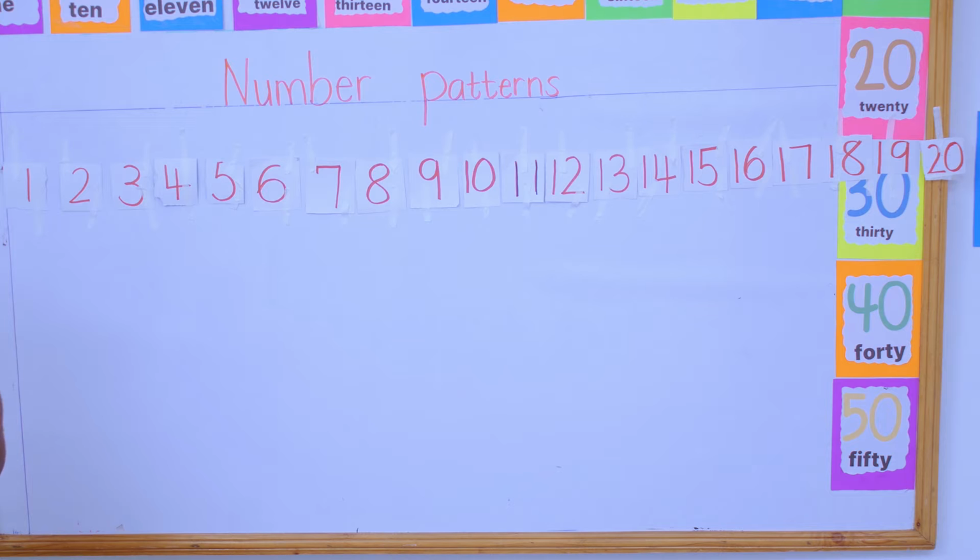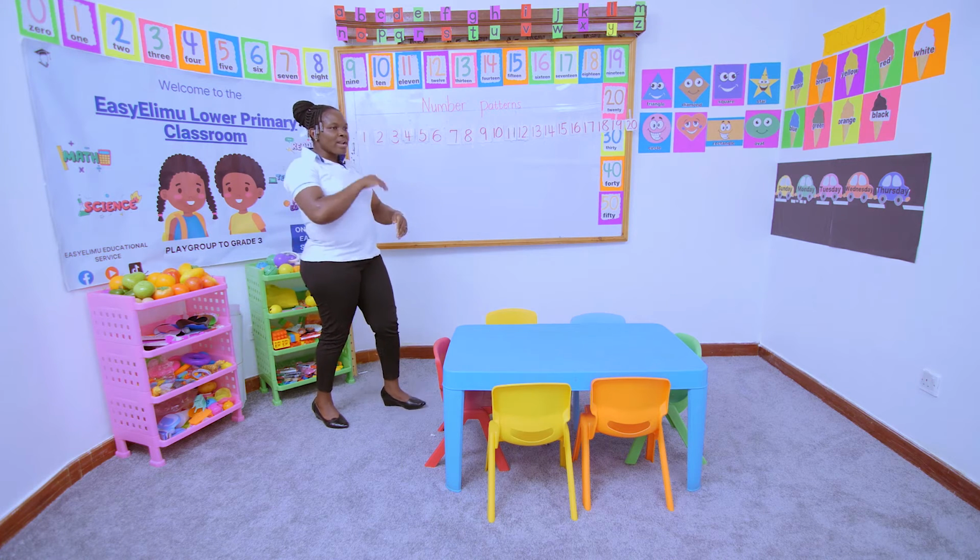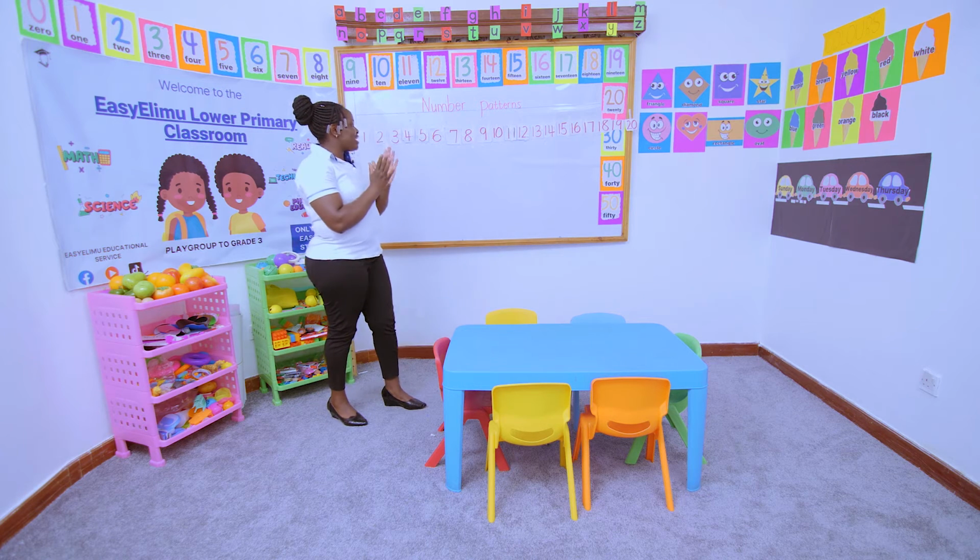Now, this one, you are making a pattern. For example, this pattern means you are adding 1 to the number before. So if I am at 1, if I add 1 to 1, what will I get? 2. If I'm at 2, if I add 1 to 2, what do I get? 3. So the pattern continues like that. It increases by 1, 1, 1, 1 until up to 20.